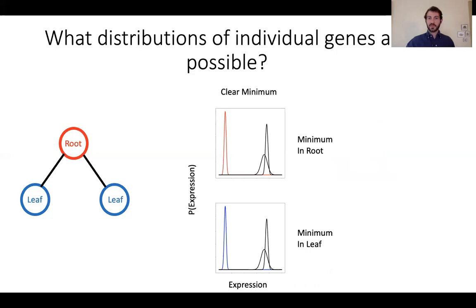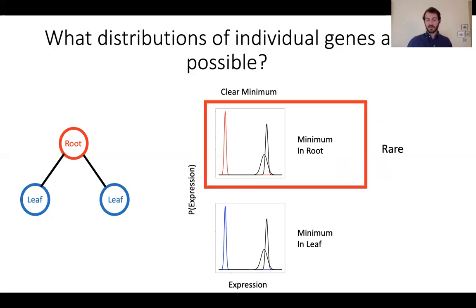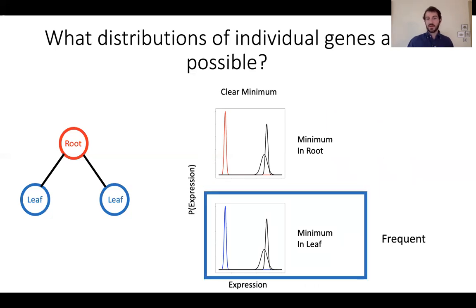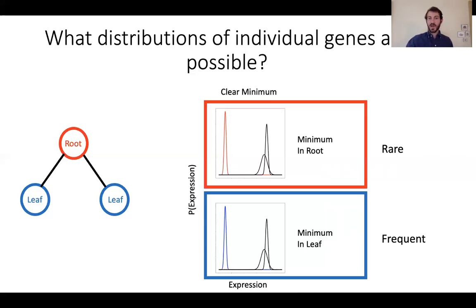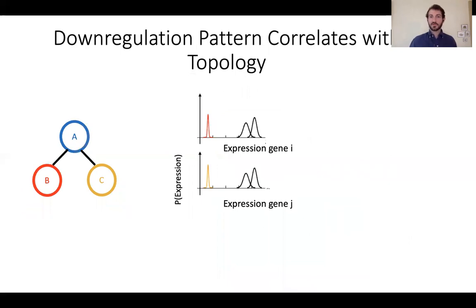And so what I mean by this is that when we looked through the expression of individual genes, we very rarely saw a clear minimum pattern where the minimal expression was in the root. Rather, if we saw the clear minimum pattern, it was much more likely that the clear minimum was in one of the leaves. And so this gives us machinery for starting to understand these lineage triplets, because we can look at the triplets and classify genes according to the clear minimum pattern and use that to infer the topology.